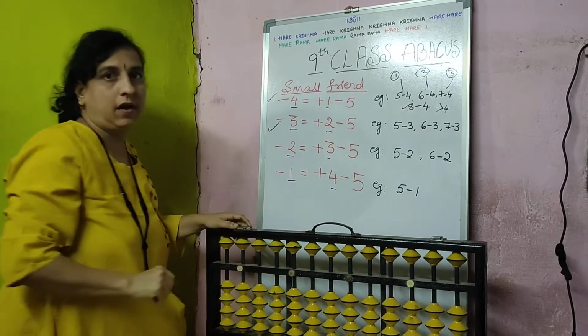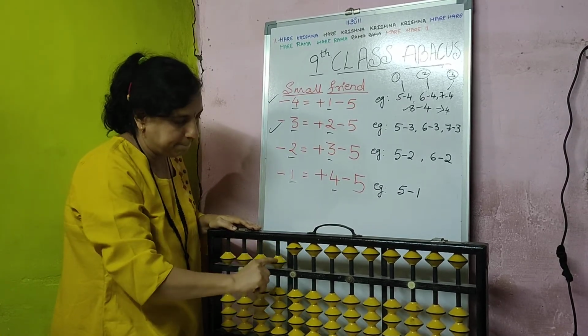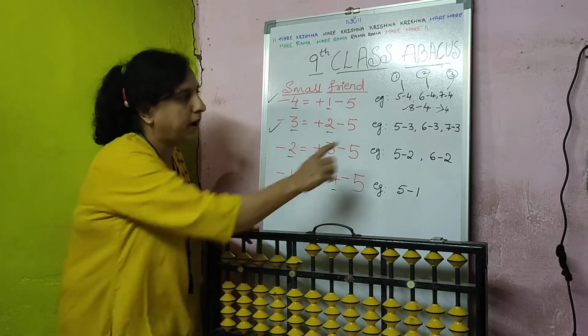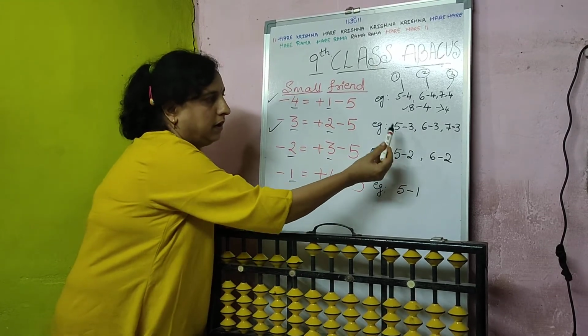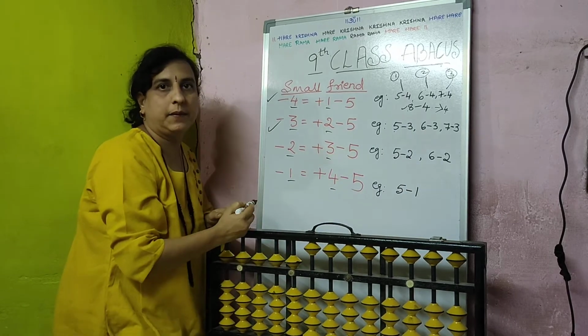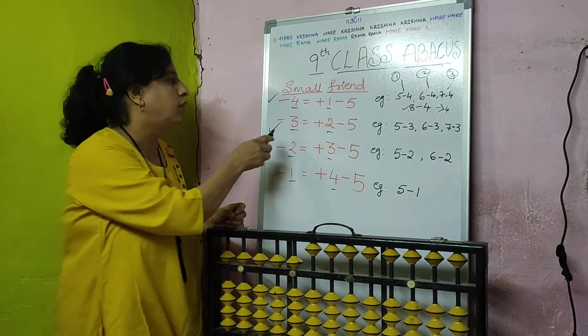When there is 5, I will take this first example now. When there is 5, I want to do minus 3. 5 minus 3, so I cannot do this minus 3 directly. Why? Because the beads are not there. So we have to go for this formula.